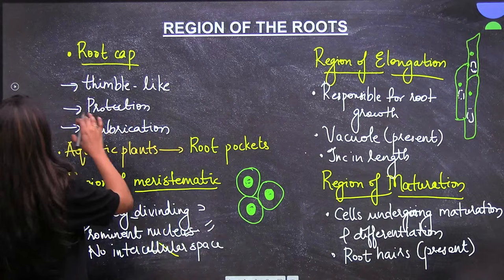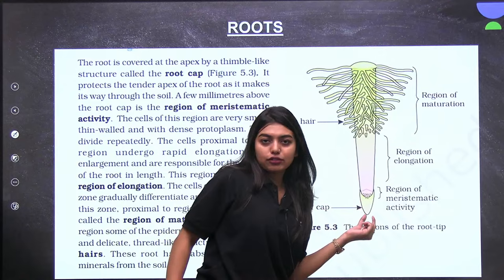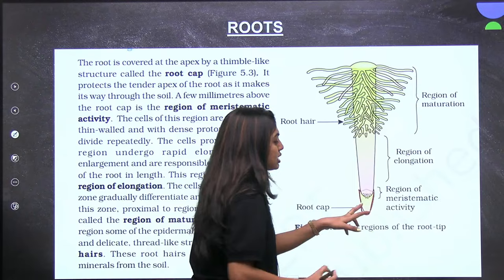Okay. Now, let's see the diagram, okay? So, this is the region. Here we have the root cap. This root cap is basically doing protection, right? This is the region where the root cap is there. This is doing the protection part. Here you see dotted cells, with dark dots.